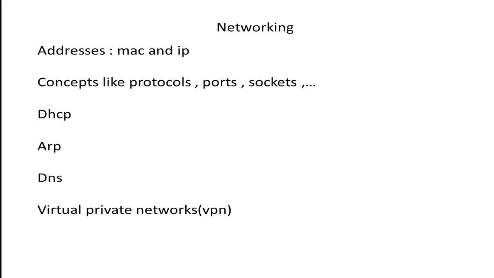Then we have the ARP protocol. We said that DHCP is for the IP address, which is the digital address. The ARP, which is the Address Resolution Protocol, is the resolution of MAC addresses and IP addresses to each other. Again, we will touch deeply on all of these concepts in the future videos.